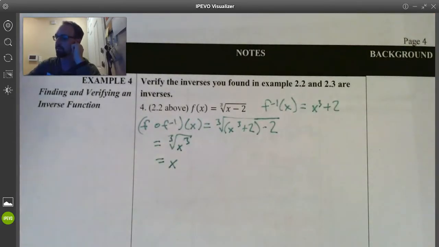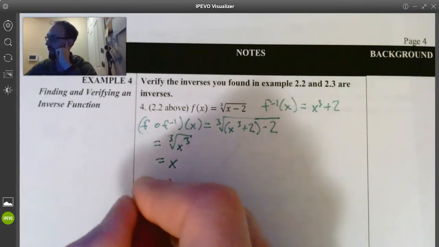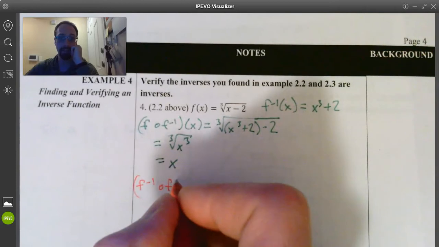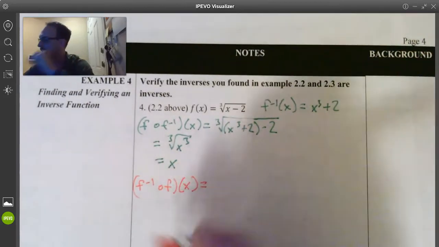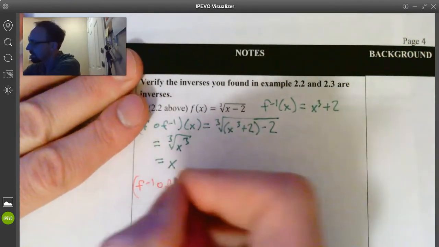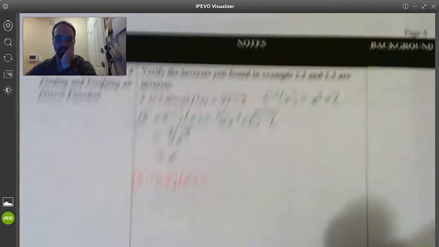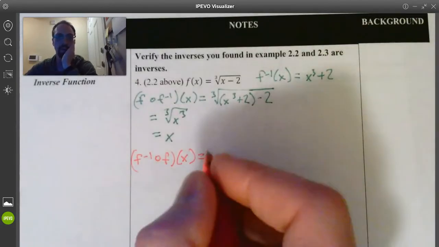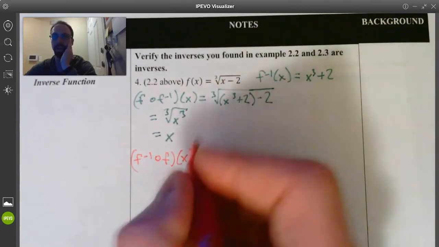Now I need to verify the other direction. So I need to verify f inverse composed with f of x. This is the function composition notation. It looks like the word of, it's composed with. Kind of hard to tell. So now we're taking this and plugging it into this x here.